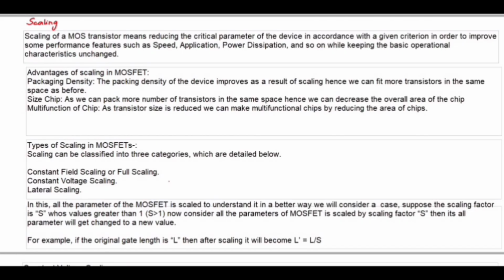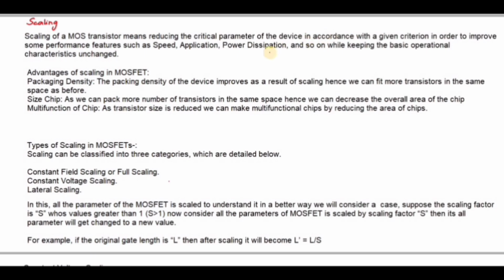In this video, we are going to discuss scaling. So what does scaling of the MOS transistor mean? It is nothing but reducing the critical parameters of the device.